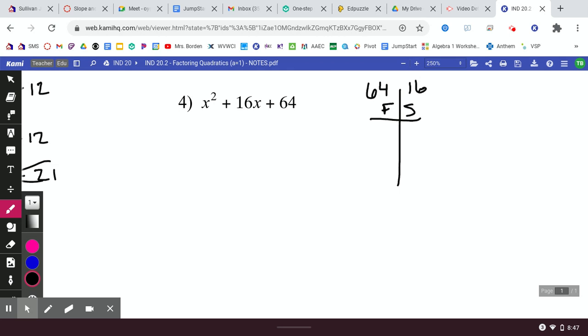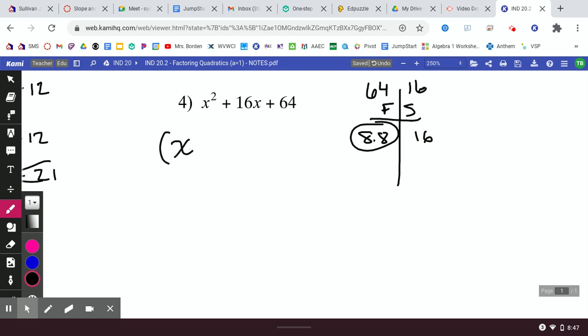All right, so 3 doesn't work. Then you could go to 4. 5 wouldn't work. 6 wouldn't work. 7 wouldn't work. You could get to 8. 8 works. If it jumps right out at you, great, right? 8 and 8. 8 times 8 is 64. 8 plus 8 is 16. There's my winning numbers. Okay?